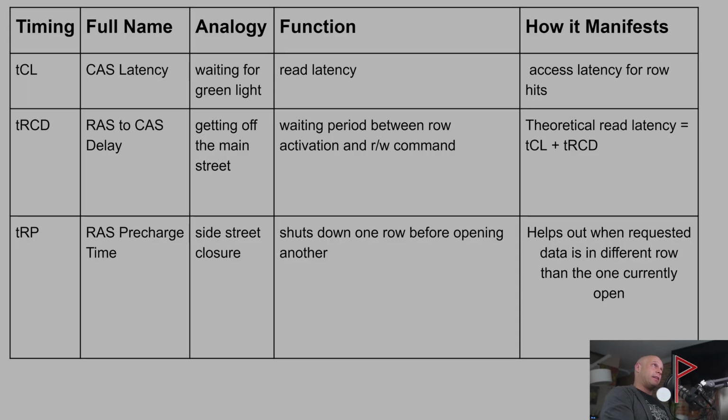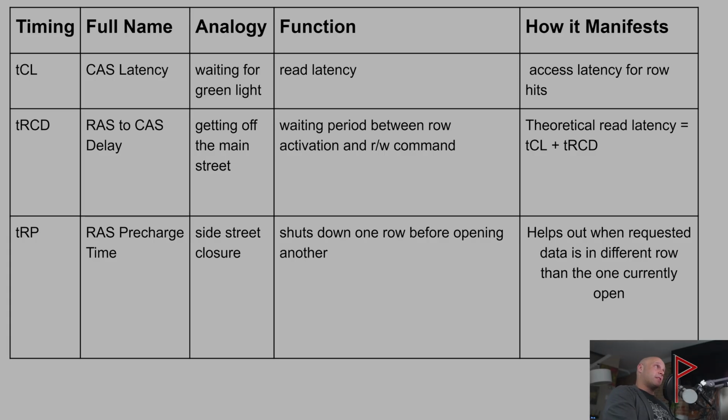tCL, CAS latency. That's you waiting for the green light, right? That's, as I said, the gap between the activation of the row and being able to access the data on that row. That's your read latency. Together with tRCD, that is your theoretical read latency, notwithstanding bursts and so forth.